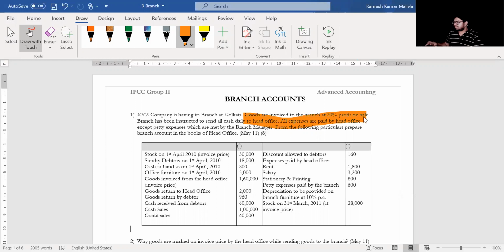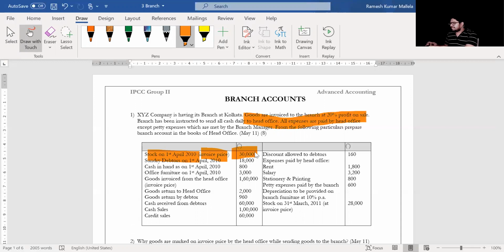Now, you have some stock on 1st April, which is at invoice price. That means this 30,000 also has got some amount of markup in it, yes or no? To the extent of markup, I'm supposed to reverse it. What would I do? In this branch account only, on the credit side, I would deduct it to the extent of whatever is the stock reserve.